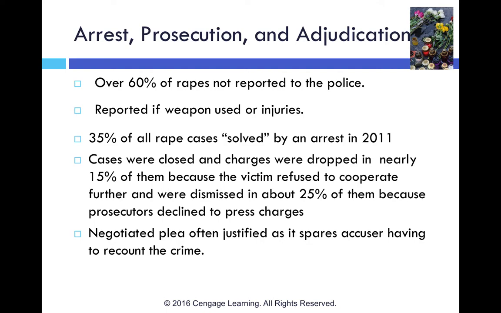Oftentimes a plea is negotiated because it spares the accuser having to recount the crime, but it often means then that somebody is convicted of a lesser crime, and it might not even be a sexual offense.